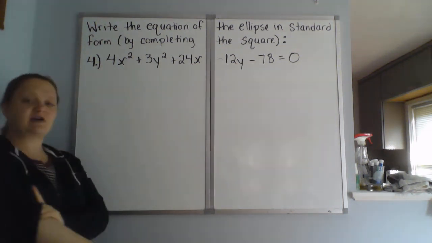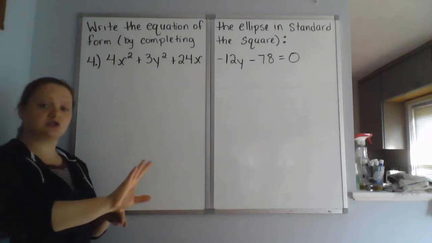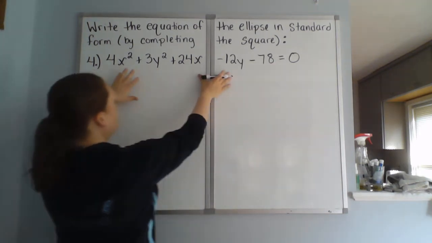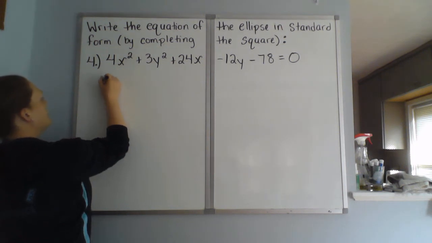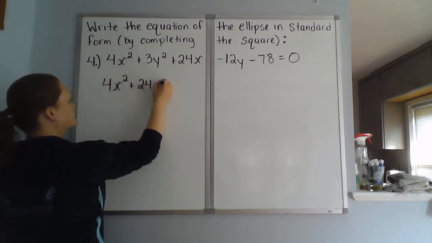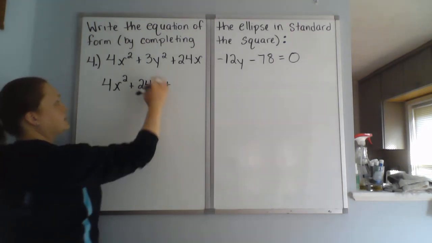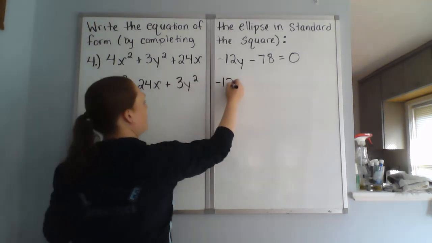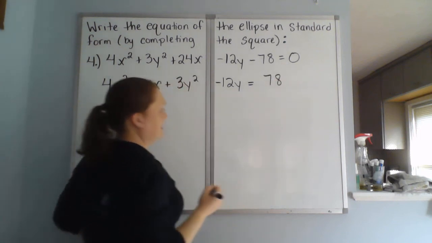And I know an ellipse eventually needs to say equals 1. So any constant term, I'm going to start by moving over to the other side. So I'm going to add the 78 over. I'm also going to rearrange these so I have the x's together and the y's together, okay? So I'm going to make this 4x squared plus 24x, and I know I'm going to have to do something there momentarily, okay? And then I've got the 3y squared minus the 12y, and I'm going to move this negative 78 over to get a positive 78 instead, okay?